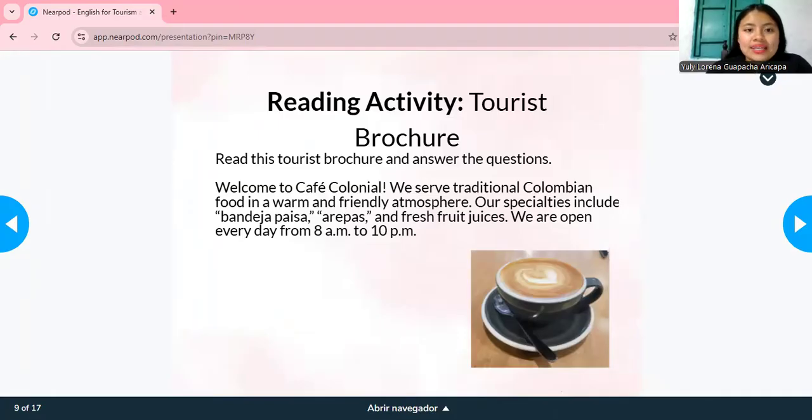So, this activity is about reading. Students will interpret a short brochure from a local restaurant. Read the instruction. Read this tourist brochure and answer the questions.